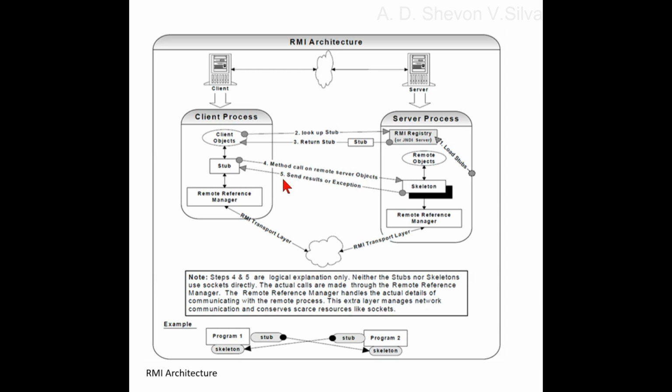Note that steps 4 and 5 are logical explanations only. Neither the stubs nor skeletons use sockets directly. The actual calls are made through the remote reference manager. The remote reference manager handles the actual details of communicating with the remote process. This extra layer manages network communication and conserves scarce resources like sockets. Here you can see program 1's stub is connected to the skeleton in program 2, and program 2's stub is connected to the skeleton in program 1.